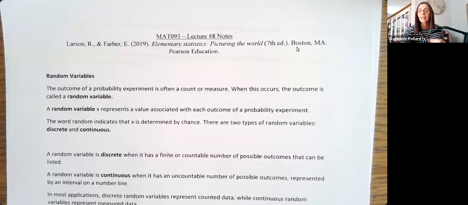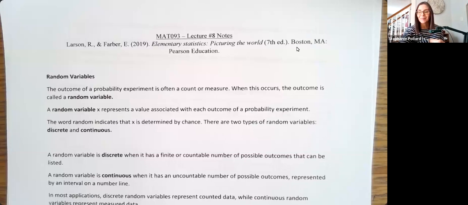So for instance, let's say I flip a coin 10 times. X could represent the number of times that a tails comes up, right? So x could be 1 out of 10. It could be, x could be 6, meaning 6 out of 10, etc.